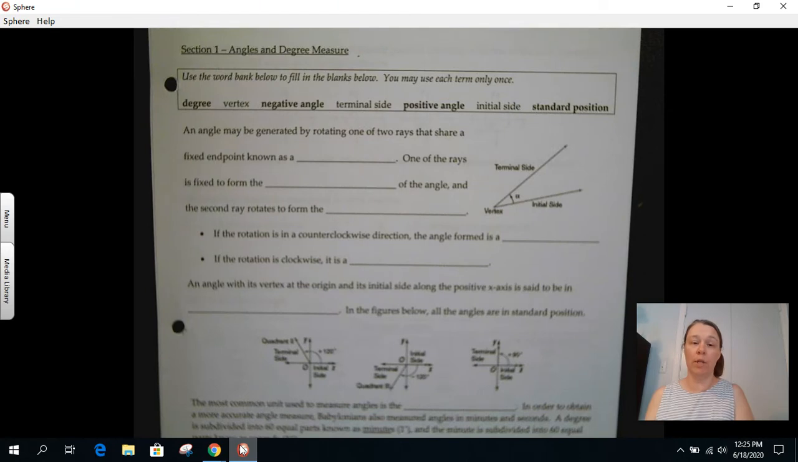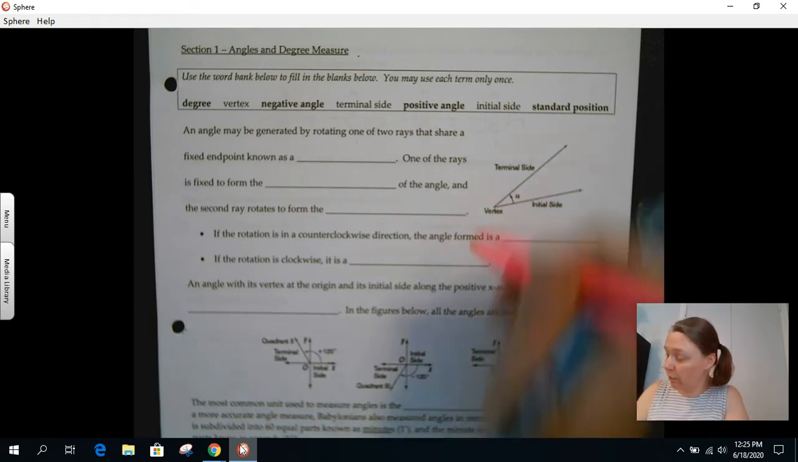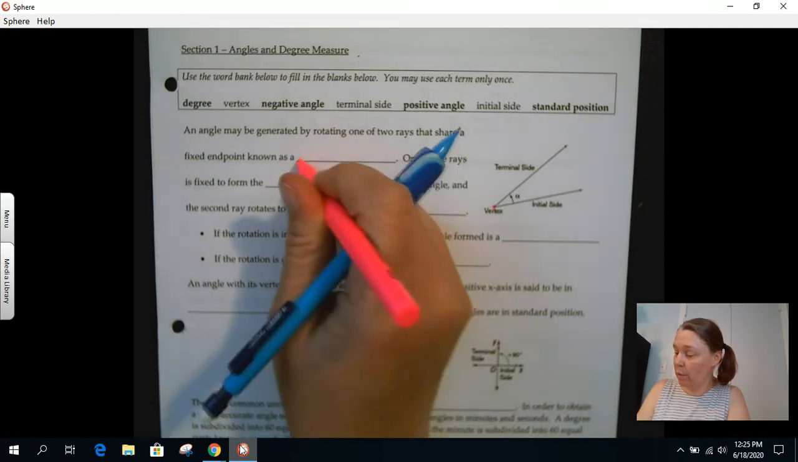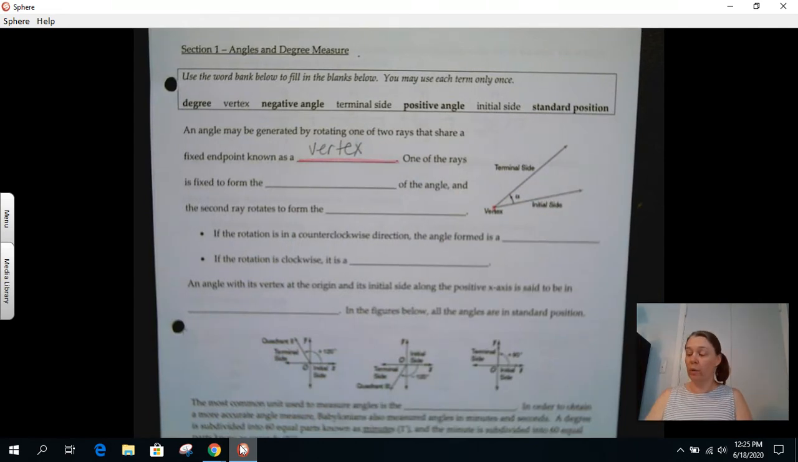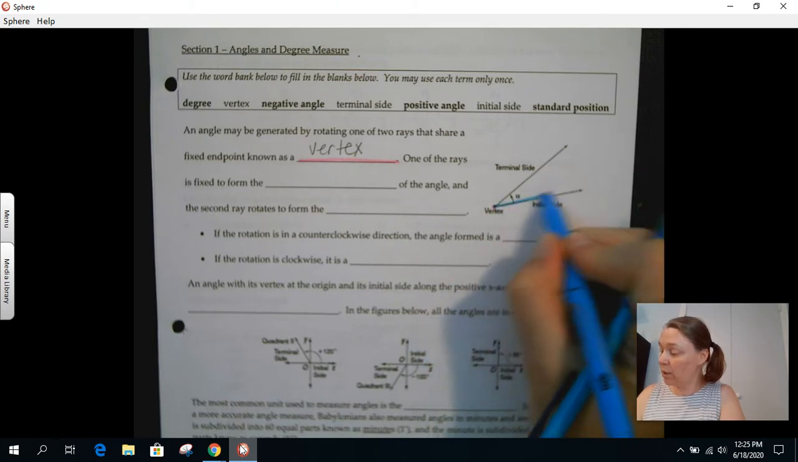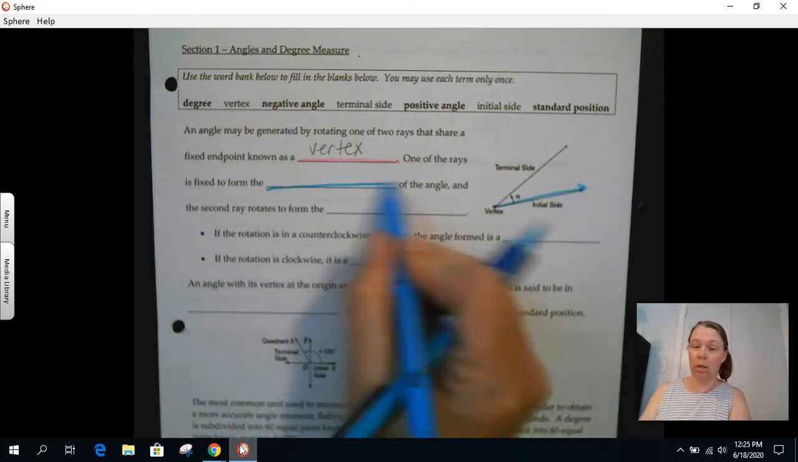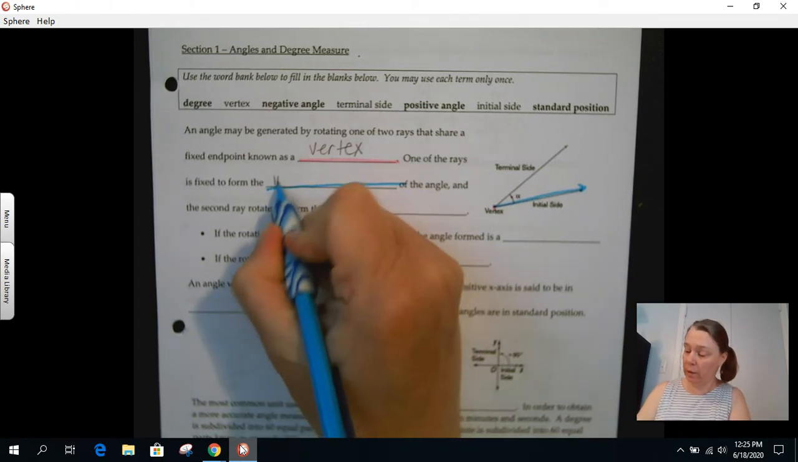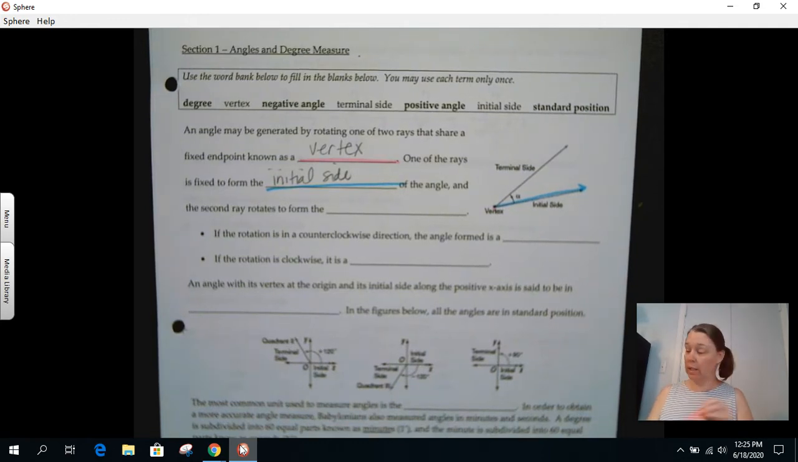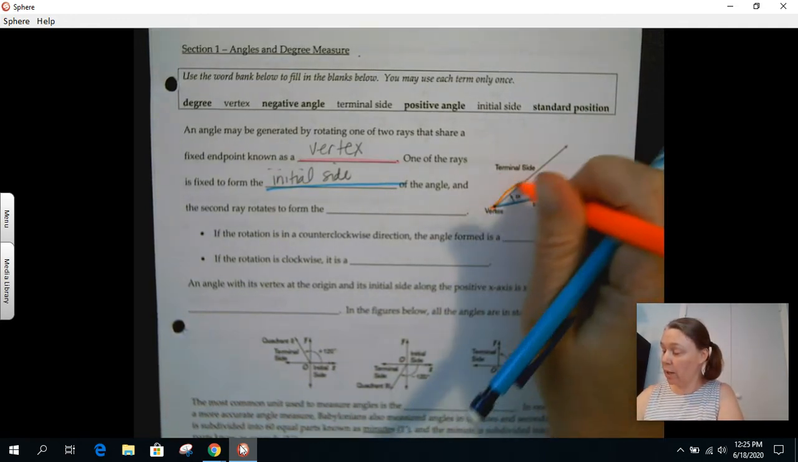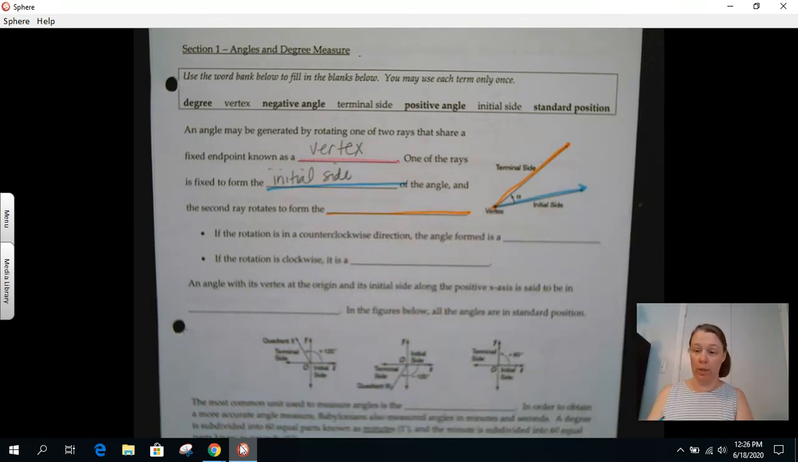An angle may be generated by rotating one of two rays that share a fixed endpoint known as the vertex. So this fixed endpoint right here, that is going to be our vertex. One of the rays is fixed to form the initial side. Okay, so the side that we start with is called the initial side. And the second ray rotates to form the terminal side. Okay, so the side where you end is the terminal side.